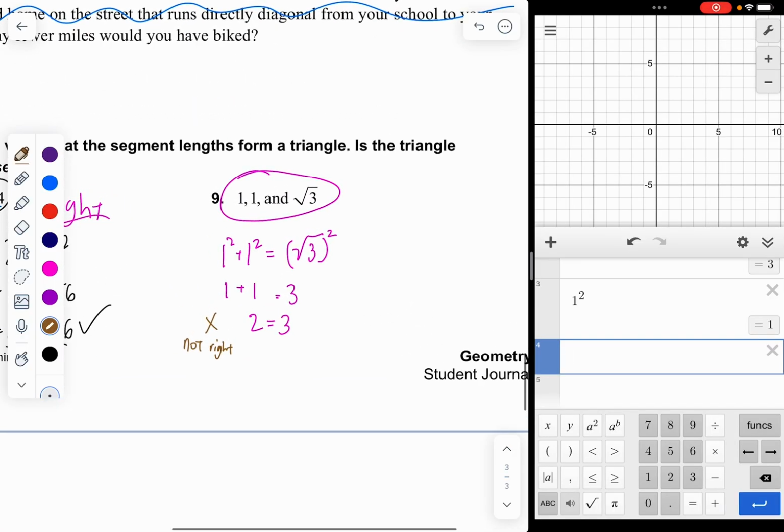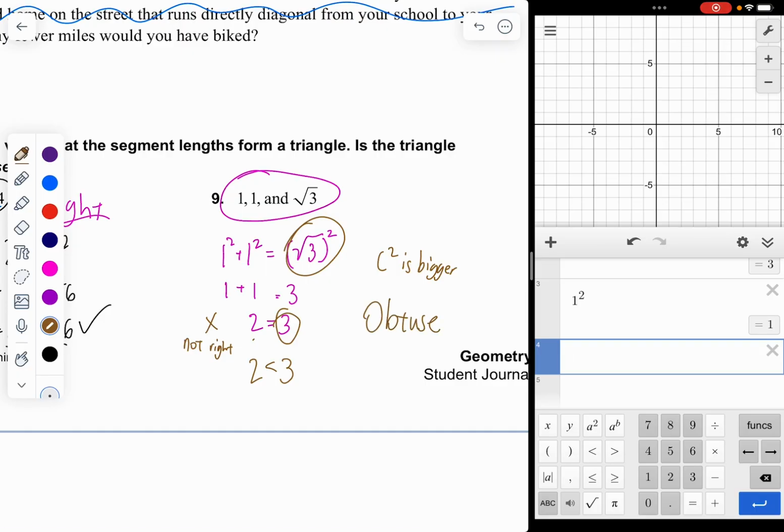So the c squared was radical 3 right over here, which was 3. So that's your c squared. Is it bigger or smaller than 2? I should have put it the other way, but in this case, the c squared is bigger. So c squared is bigger, which means this triangle is an obtuse triangle.